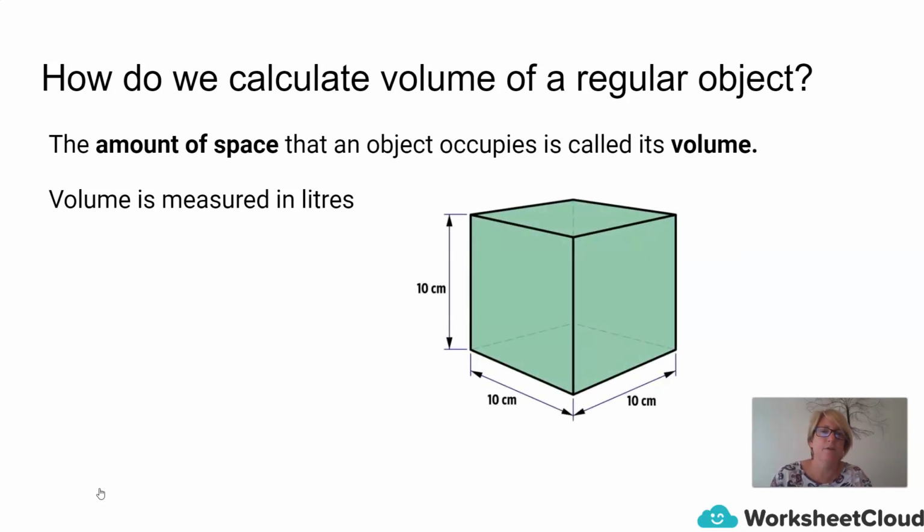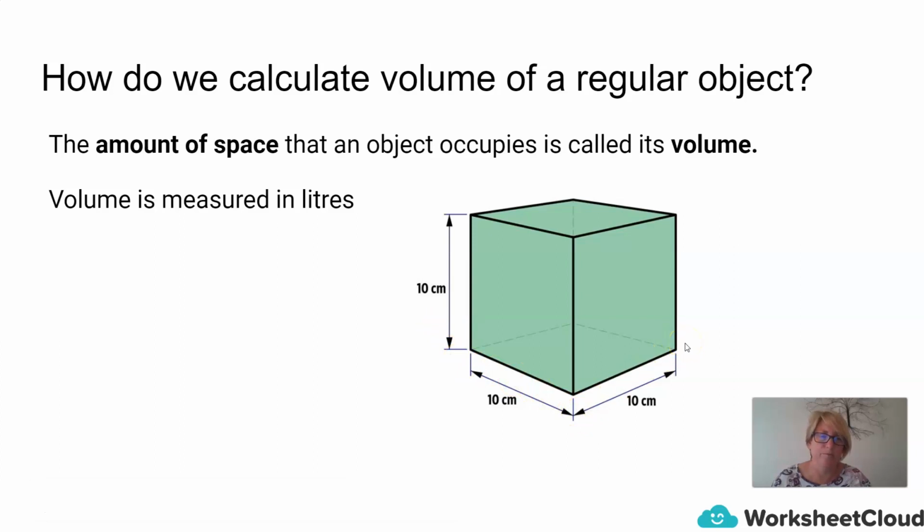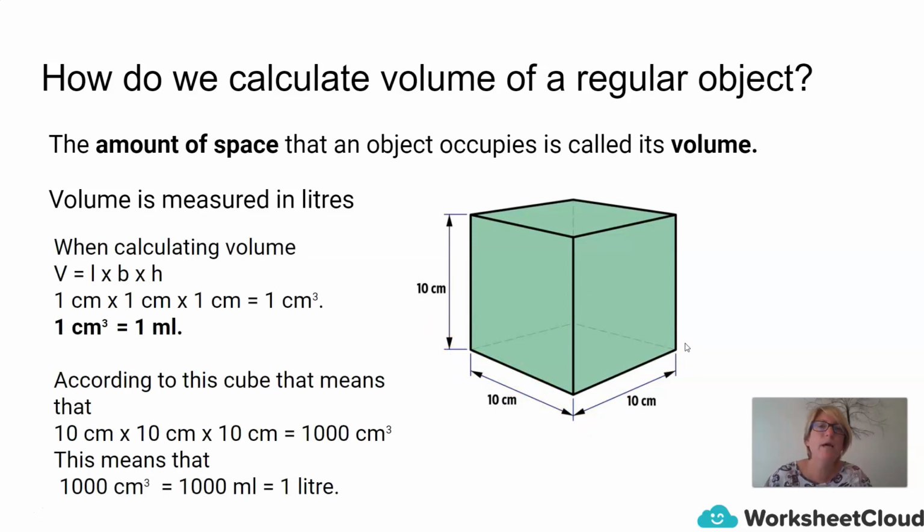So let's say you have been given a cube or a square. If we have a look at it, that cube or square has a length and a breadth and a height. So when we calculate the volume of a cube, square or rectangle, we can use the equation V equals L times B times H. That is length times breadth times height.